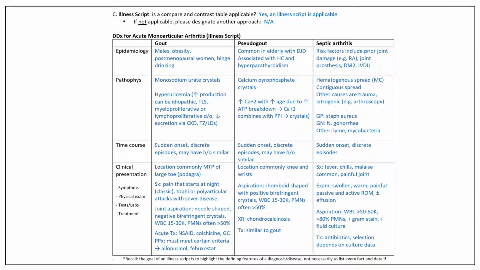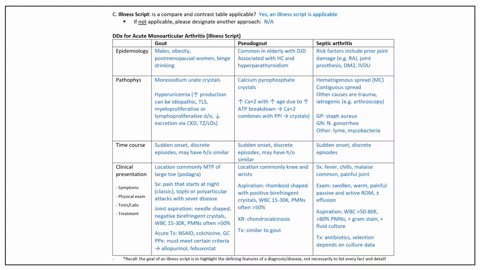Please recall that the purpose of illness scripts is not to list every single fact or diagnostic feature regarding a diagnosis. More importantly, illness scripts should really highlight the salient features of a disease and compare that to salient features of other diseases. Along these lines, if you notice that a student does not include a key feature of a disease, please share this with them.